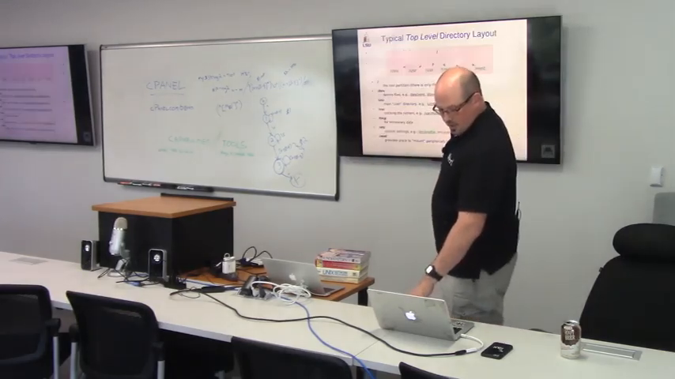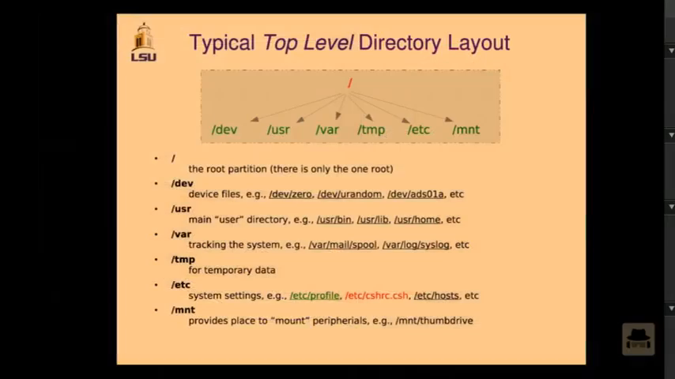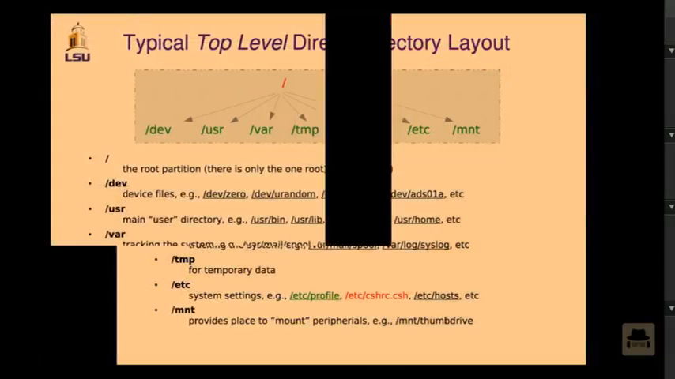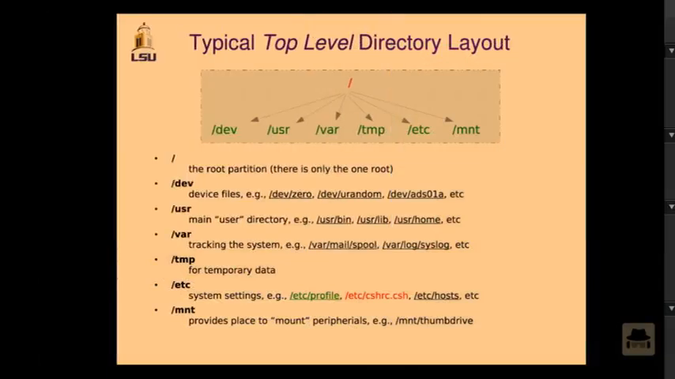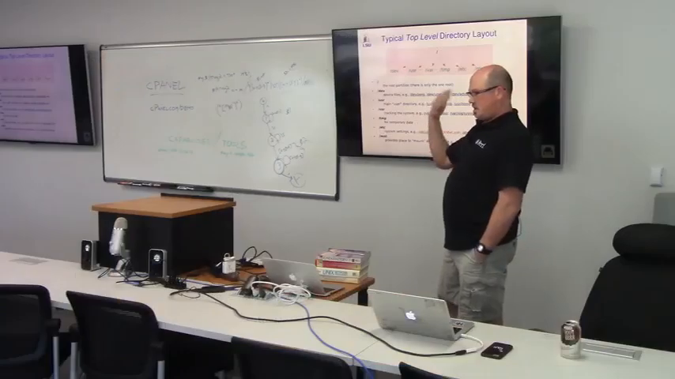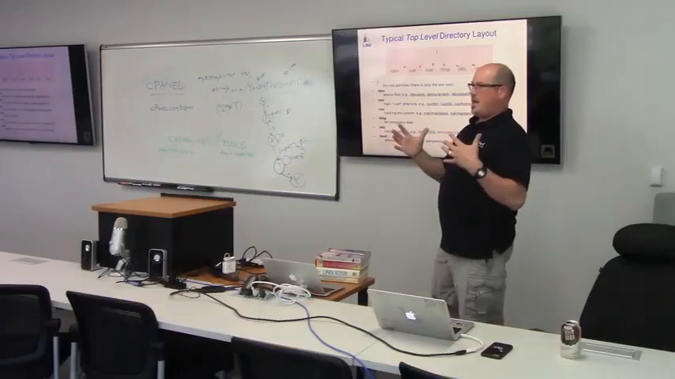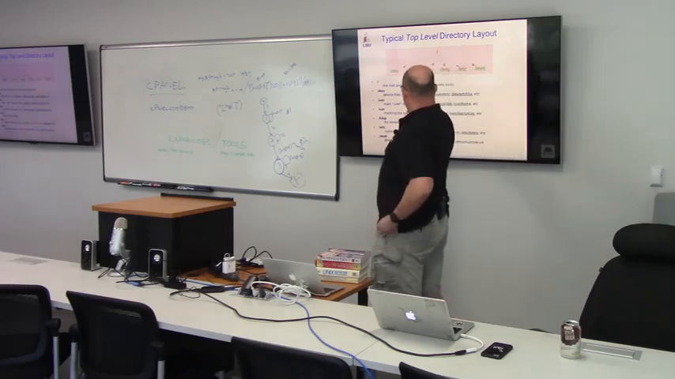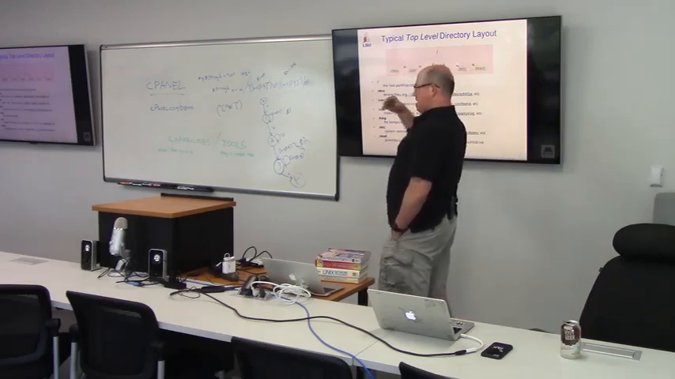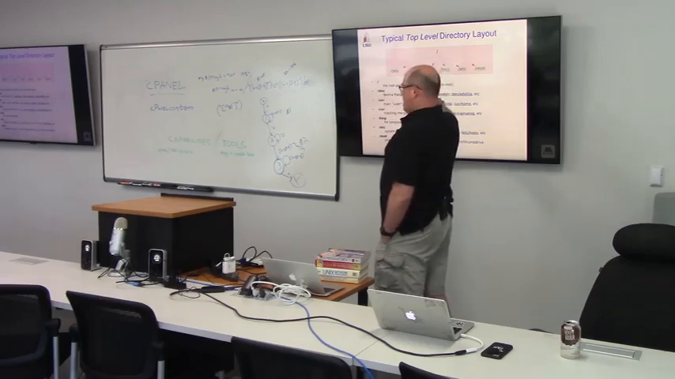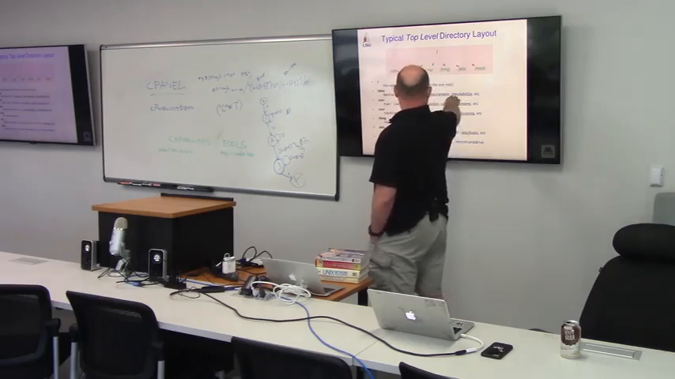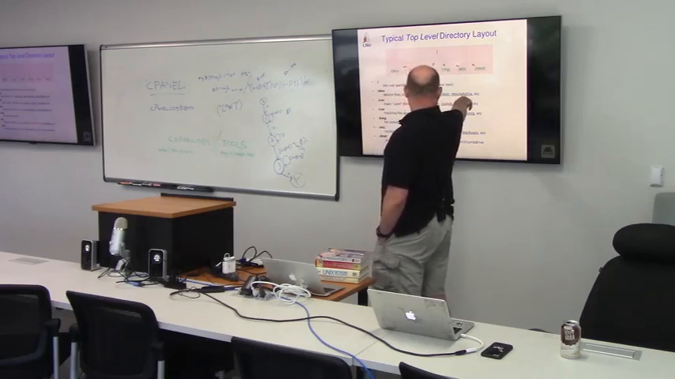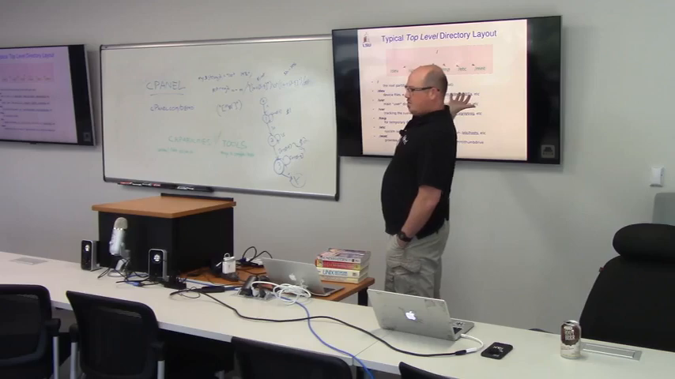Okay. This is just a typical top-level directory layout. Slash is the root partition. There's only one. /dev, like I said, that's all of your devices, system devices. Unix, Linux, BSD, they all represent any number of things as a device. That's just a common programming interface that they provide so that it's easier to write drivers for these things. If you say cat /dev/zero, it's just going to give you an endless stream of zeros. /dev/random is a pseudo-random string. When you see stuff like /dev/ada0s1a, that's like a partition on an actual disk.